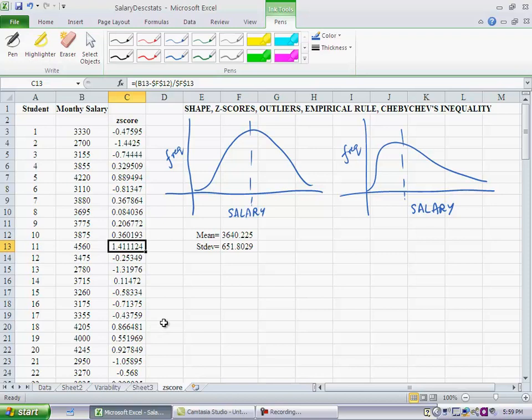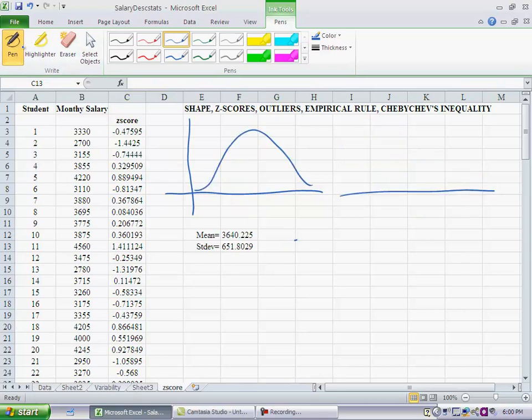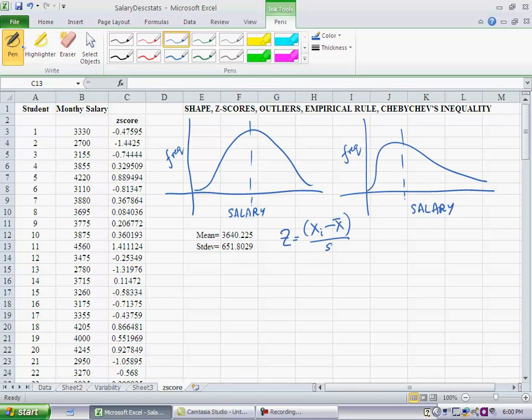So let me first write down the formula for the z-score that we just computed. For any value, in order to compute its z-score, all you do is take the value, subtract it from the mean, and divide it by the standard deviation. That's how you get the z-score.